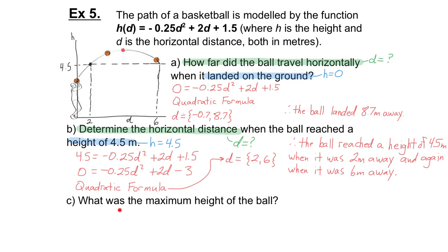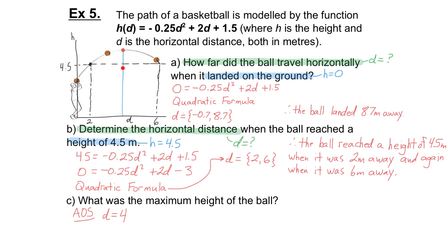Now the last question, what was the maximum height of the ball? Well, I updated a little drawing up here to help you visualize this. The maximum height of the ball is at the top of the curve. That's the vertex. We need to find the vertex in order to find the maximum height of the ball. Well, we've done some work already. We know that this curve is going to be symmetrical because it's a quadratic function. So it's going to be symmetrical across the axis of symmetry. And the axis of symmetry is going to be right in the middle.